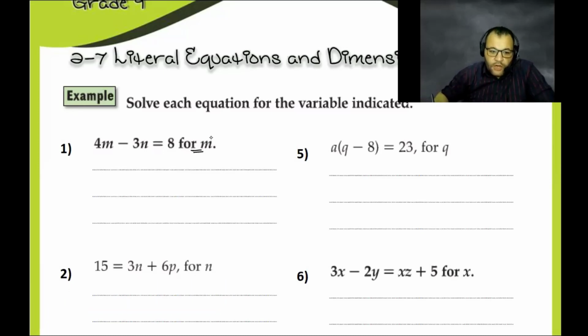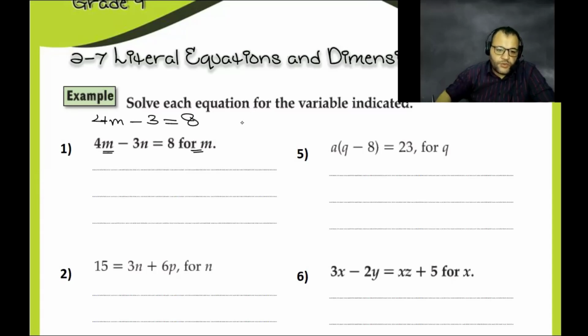What is the meaning of solving for m? Solving for m means just writing m on the left-hand side and all of the expression on the right-hand side. I need to leave m on the left-hand side and all of the expression on the right-hand side. So suppose that I'm solving the equation for m.